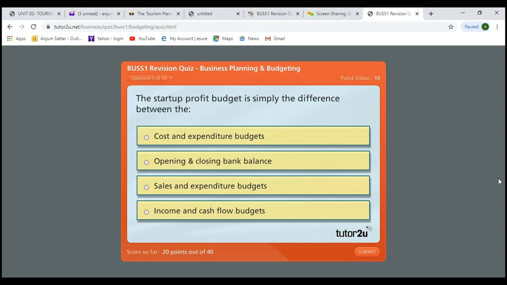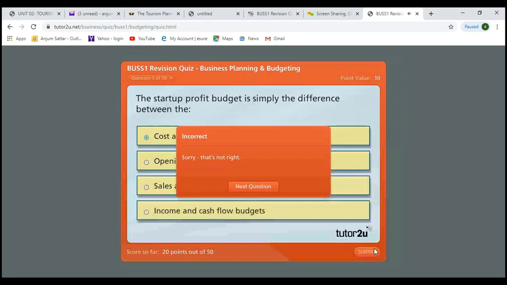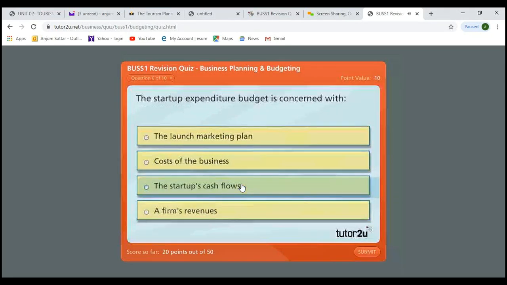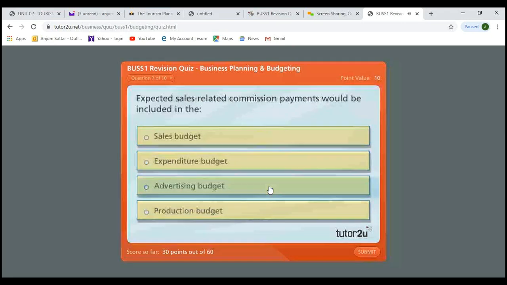The start-up profit budget is simply the difference between... Don't worry, it's just to boost the concept of what we think about when we plan. Which one do you think? Cost and expenditure budget? The first one or the last one? No problem. The start-up expenditure budget is concerned with the cost of the business. Yes, well done.